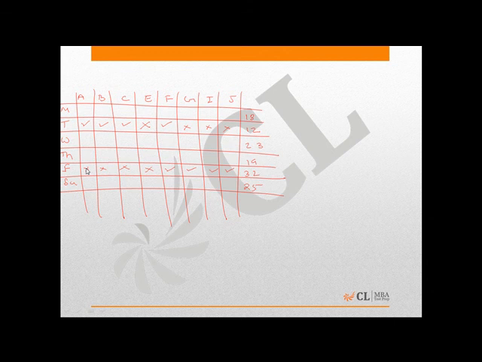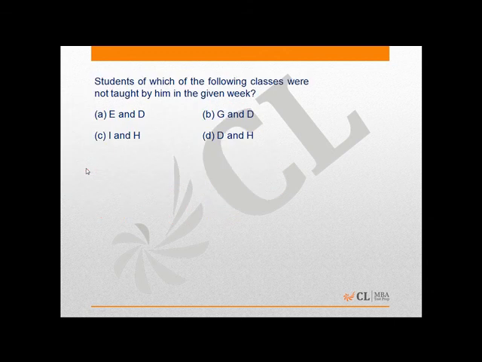Now let's see first question. Students of which of the following classes were not taught by him in the given week? We know that D and H were the classes which he did not teach, so answer is option D. Second question, students of which of the following classes were not taught by him on Friday of the week? Option A is F. We know that he taught F, he taught I, he taught G. So answer is again option D.